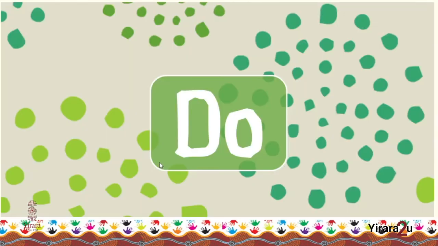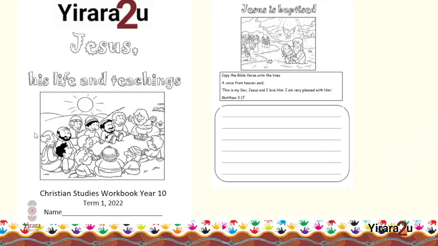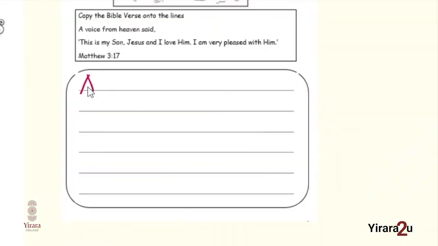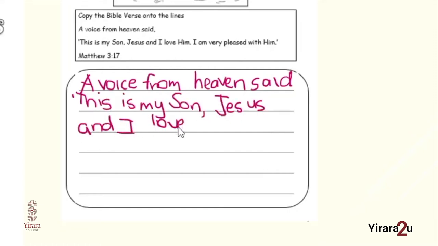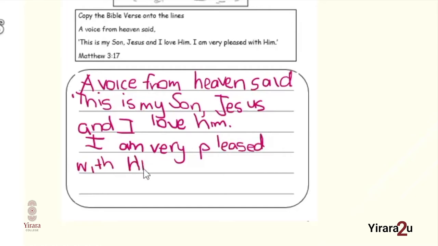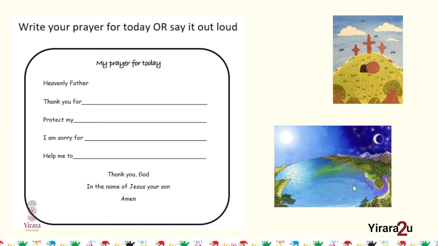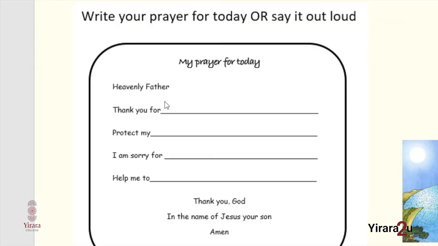Do. In your workbook, there are two things for us to do. The verse is to copy the Bible verse for the day. A voice from heaven said, this is my Son, Jesus, and I love him. I am very pleased with him. Matthew 3:17. And also you can write your prayer for today or say it out loud.